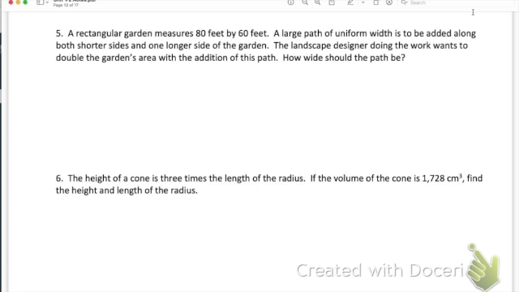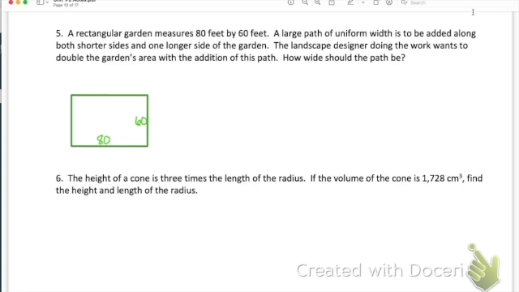Okay, so anything that's geometric like this, I like to start by sketching out a picture of what it's going to look like. So we have a garden in the shape of a rectangle. So here is my garden. Now, what do I know about this garden so far? I have 80 feet by 60 feet in my garden. And we are going to add a path, but we're only adding it around 3 sides.